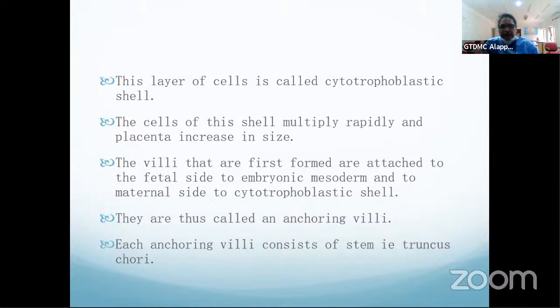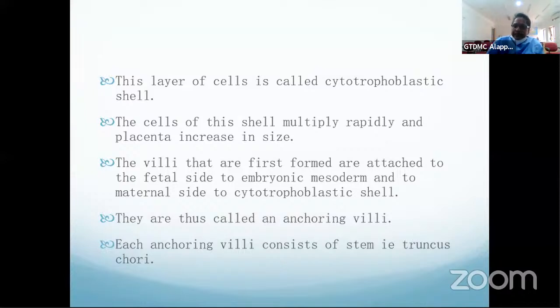So the villi that are first formed are attached on the fetal side to the embryonic mesoderm, and on the maternal side to the cytotrophoblastic cell. Got it? After the formation of the cytotrophoblastic shell, the cells of this shell multiply rapidly and the placenta increases in size. Then, how the villi are attached to the maternal side and the fetal side: you should imagine it, I can't show you this picture. They are thus called the anchoring villi.